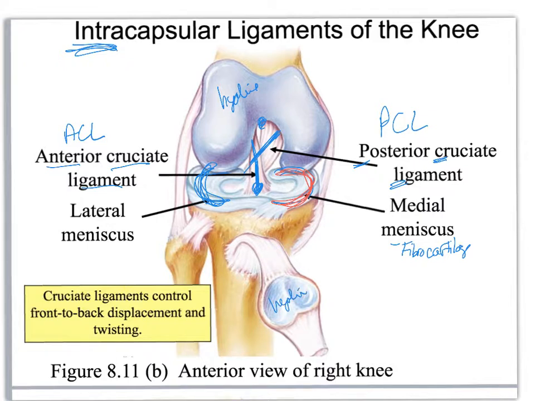We use the fibrocartilage because every time you take a step, you pound down. Ooh, that's an awful P. Pound down on that tibia. So you want a more dense cushion, and so you add more fibers to make a denser cushion so that you don't trash your tibia every time you take a step.